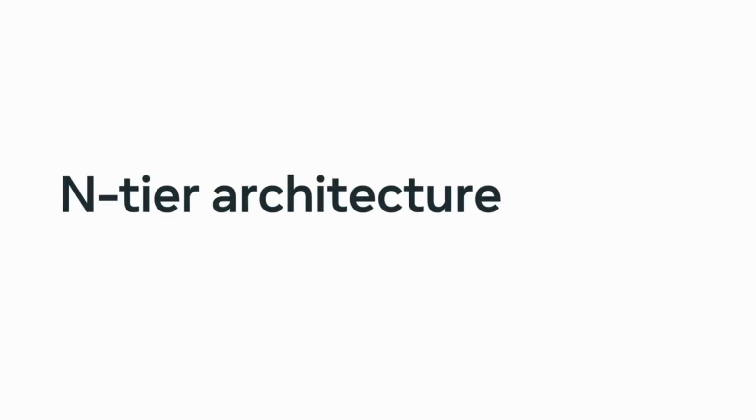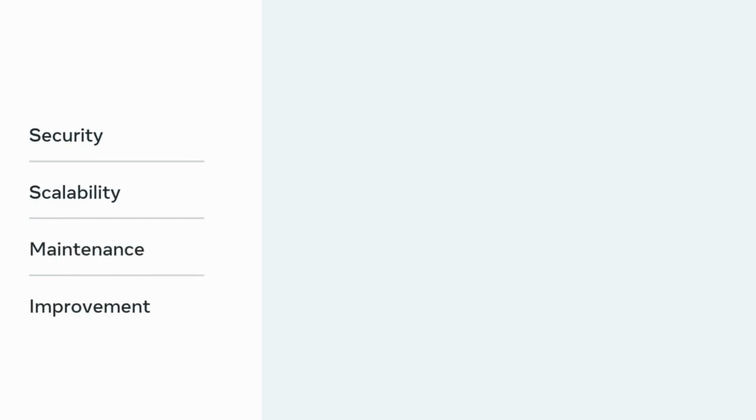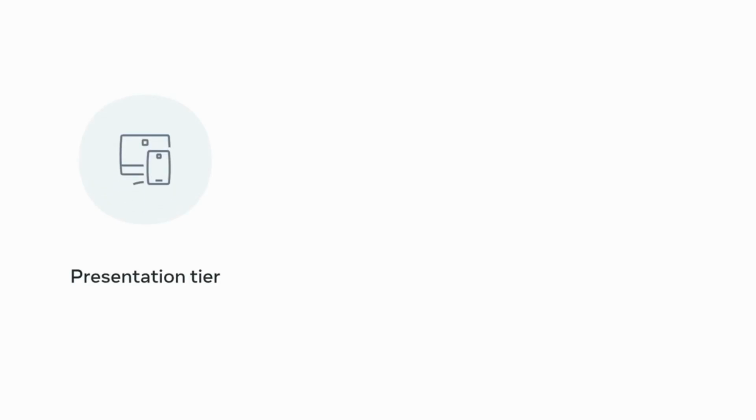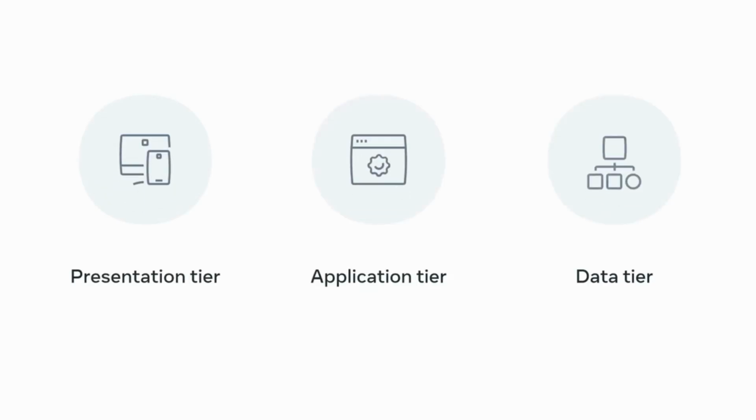Next, you learned about N-tier architecture. This is when an application's architecture is split into multiple tiers. The benefits of N-tier architecture are that it's easier to secure and scale an application and fix problems or add new features. Fixing and adding features are more manageable because each tier is separate and works independently. You learned about the two types of N-tier architecture, namely 3-tier and 4-tier architecture. You learned that in a 3-tier architecture, the 3 tiers are presentation, application, and data tiers.